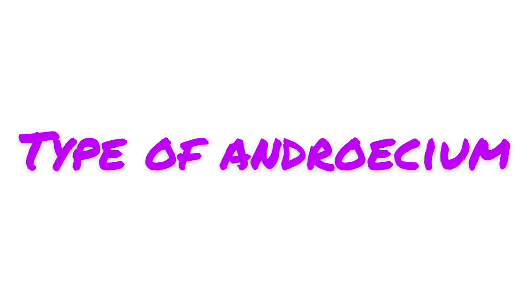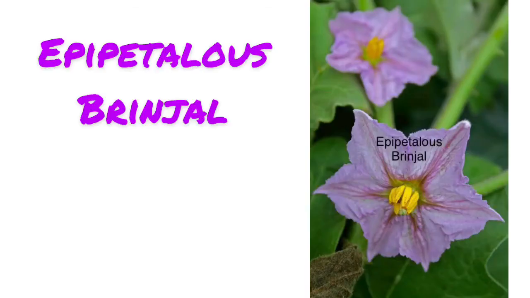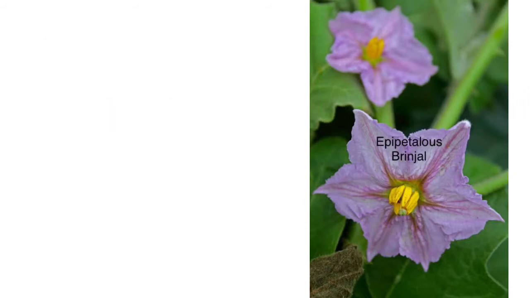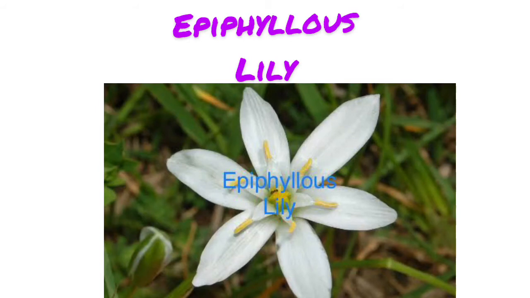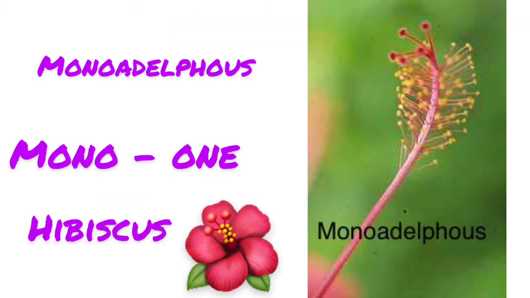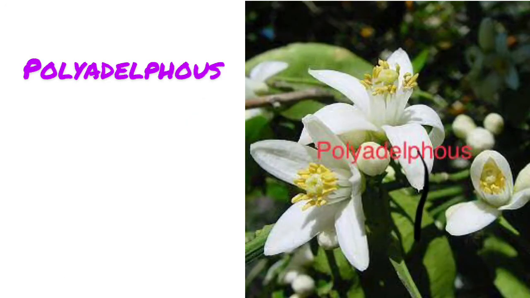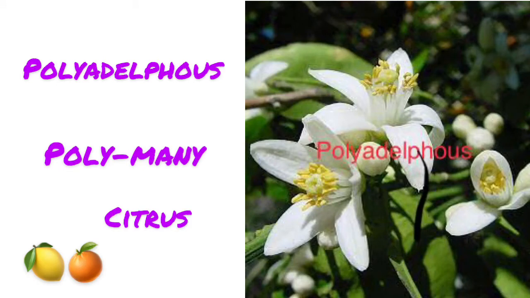Types of androecium. Some terms related to it: staminoid, that is for sterile stamen, where the stamen is not producing any pollen grain at all. Then epipetalous, when the petal and the anther are joined together. Epiphyllous, when the anther is joined to the petals or to the sepals. Then monoadelphous, which means all the anthers are combined into one group. And diadelphous, when all of them are combined in two groups. Polyadelphous, when all are separated, there are many. Poly means many, such as in citrus plants.